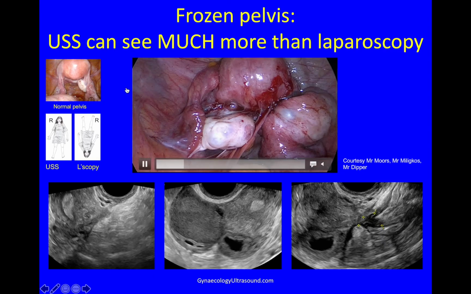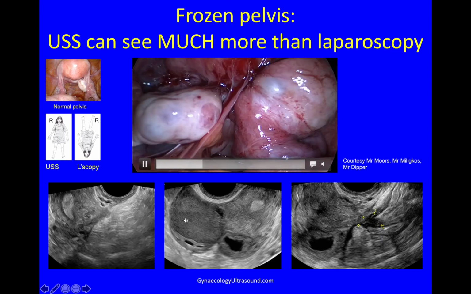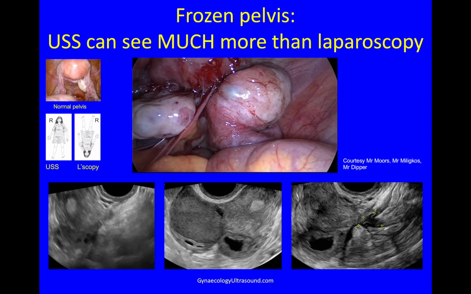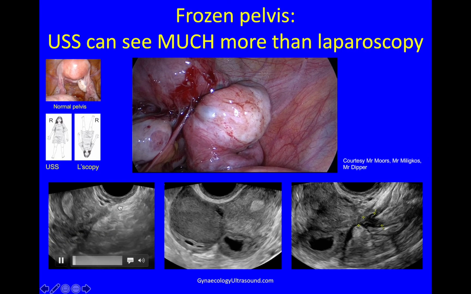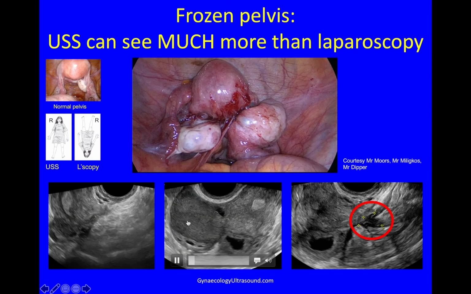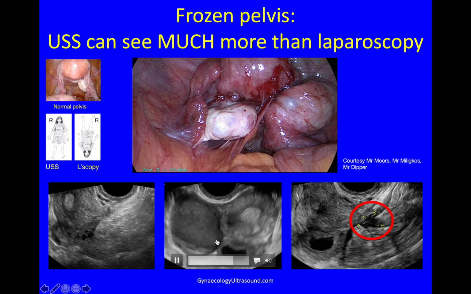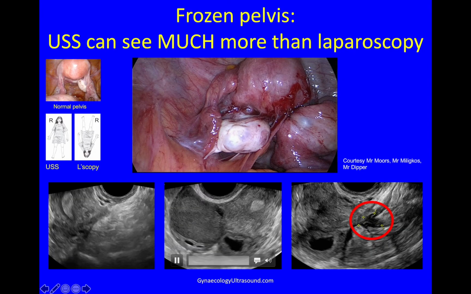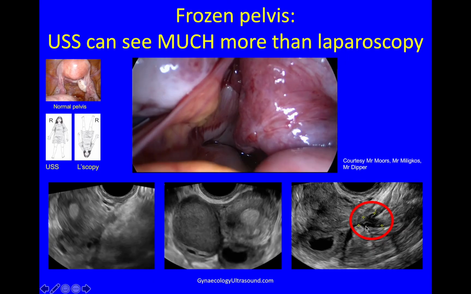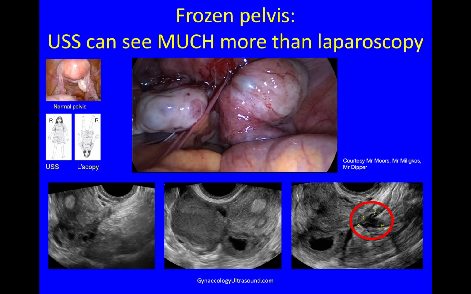That was the normal pelvis. This is the frozen pelvis. And these are video clips from that patient's ultrasound. You can see that she had a frozen pelvis, that the ovaries, you can see the other way around, that ovary, endometrioma, a little bit of movement, not quite kissing, but also that she had some bowel endometriosis, and that was not visible at diagnostic laparoscopy.